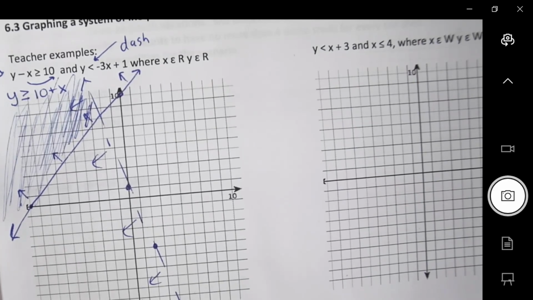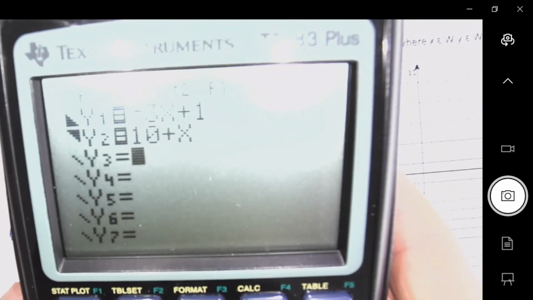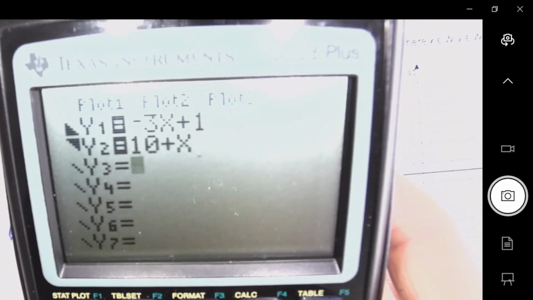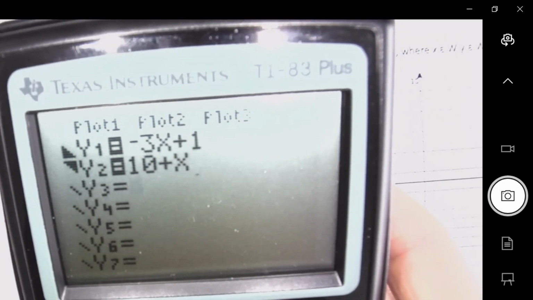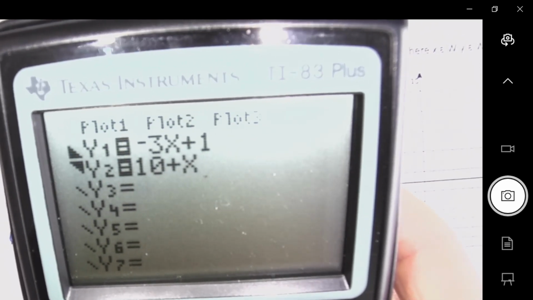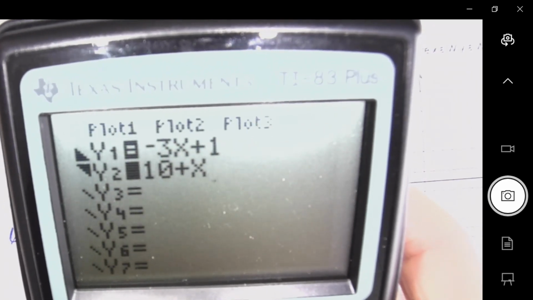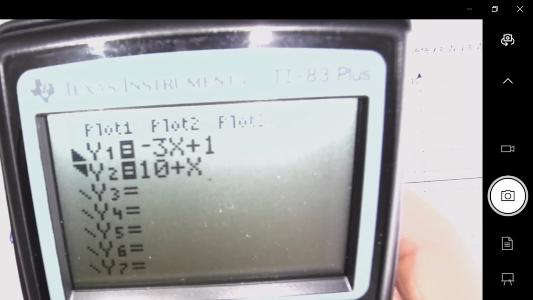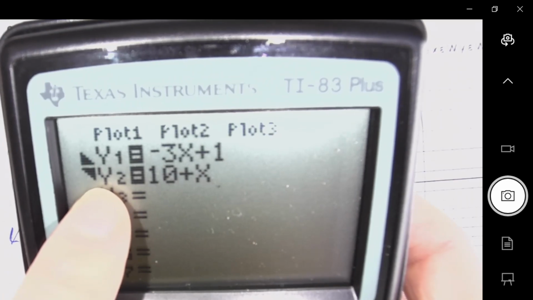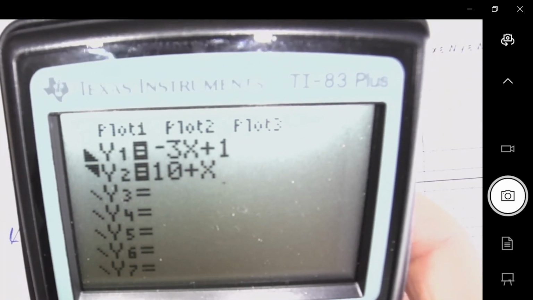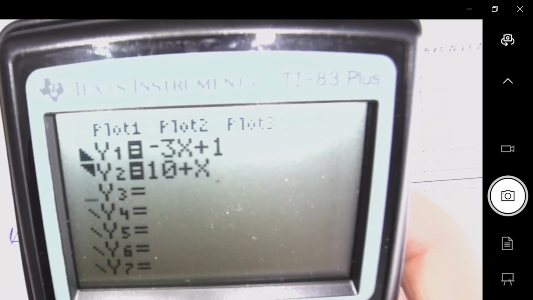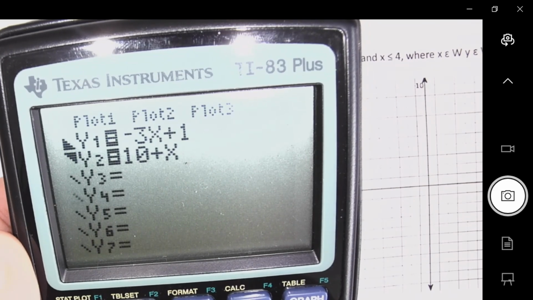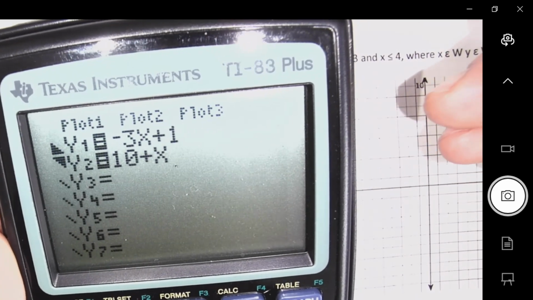Okay, so I'm going to show you in my calculator if you want to do everything here. Here's what I did. I had the two equations going at the same time. I did one in y1 and one in y2. And I went over to this area and pushed enter until I got the triangle I wanted. Do you understand that the above triangle means greater than and the below triangle means less than? So if you want to do this on your calculator, this is what it would look like.